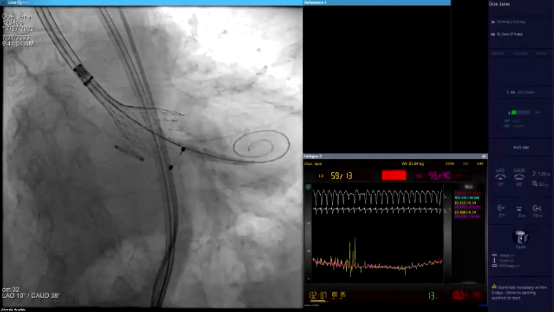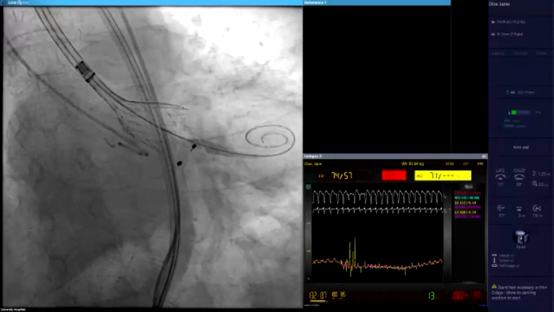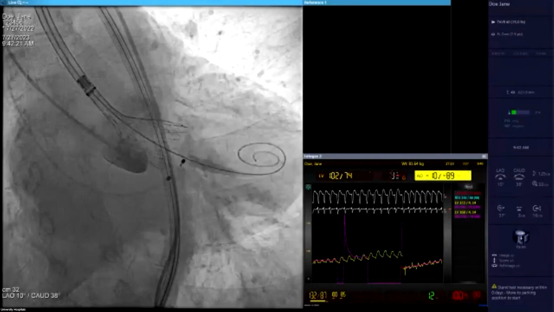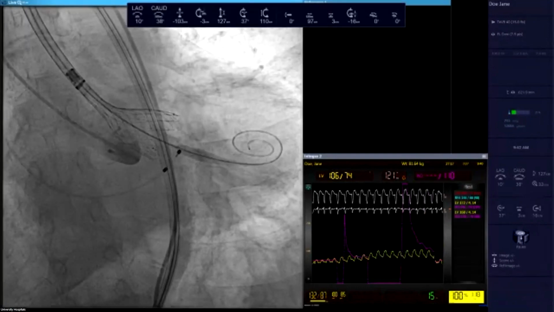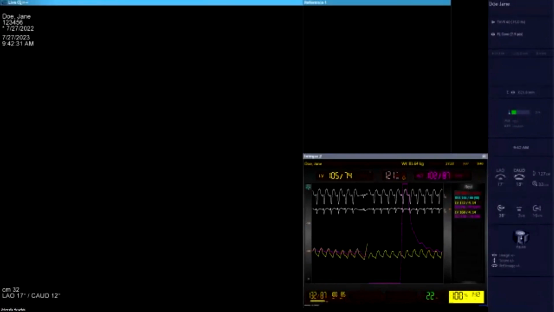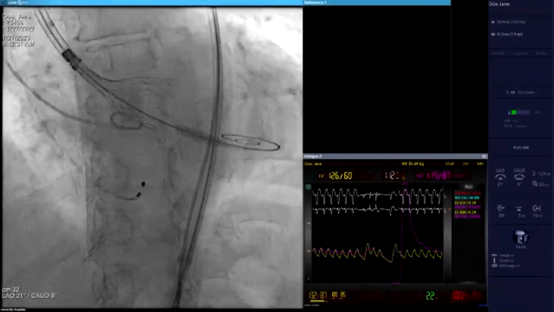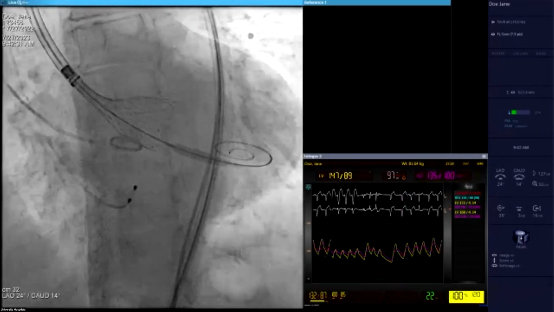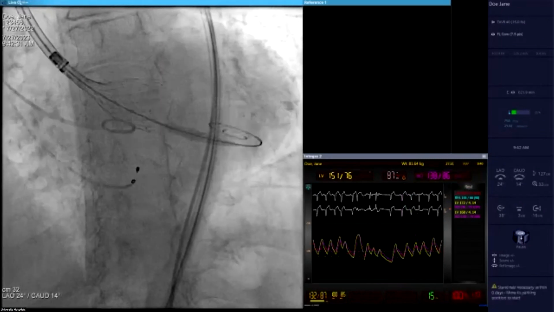Pacemaker 120. Cine. Inject. Better. All right, I think we're happier now. Yeah. Let's see here in LAO. Pacemaker off. Fluoro. All right, we're gonna go now in an LAO position here. All right, ready?